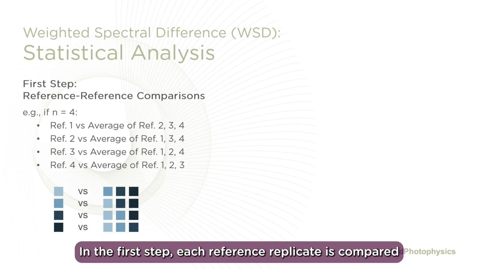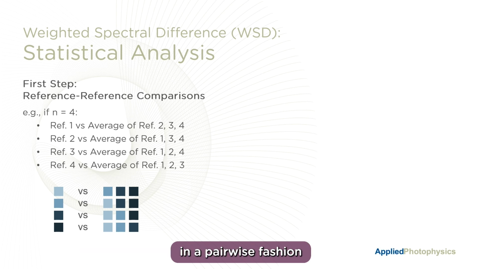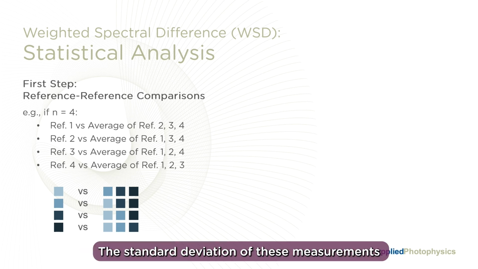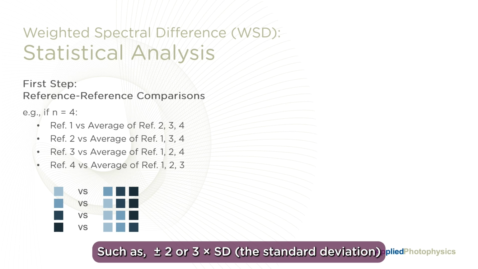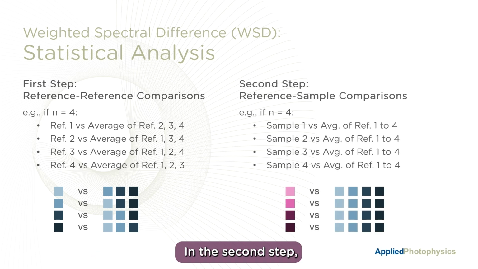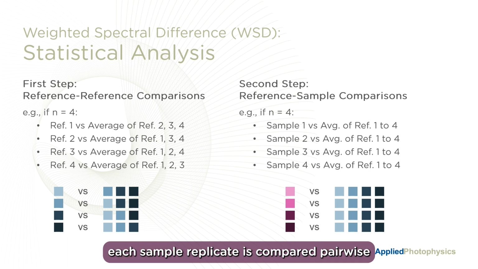In the first step, each reference replicate is compared to the average of all the other reference replicates in a pairwise fashion. The standard deviation of these measurements may inform the choice of quality range, such as plus or minus 2 or 3 times the standard deviation. In the second step, each sample replicate is compared pairwise to the average of all reference replicates.